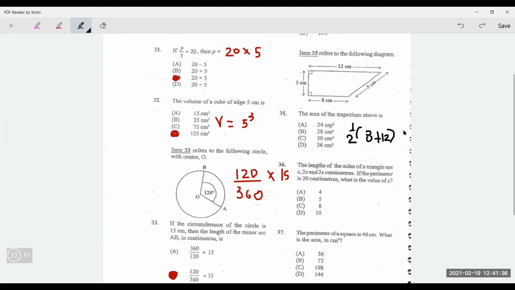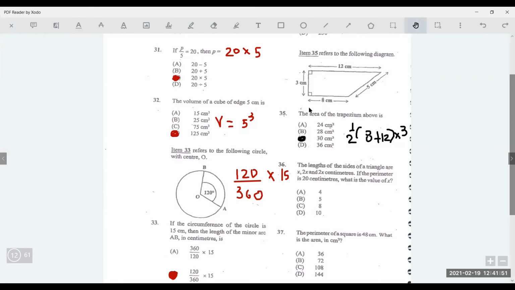That's all we're doing. Now 8 plus 12 is 20. 20 times a half is 10. 10 times 3 is 30. So we get 30 centimeters squared. Easy question, soft. Question 36.